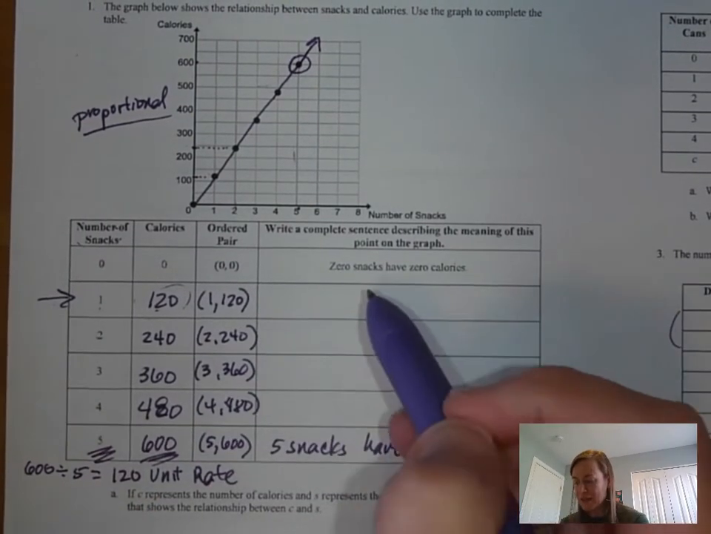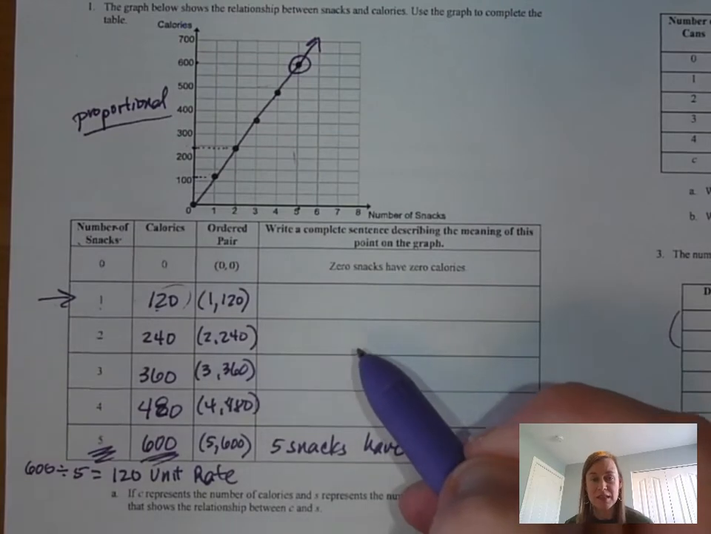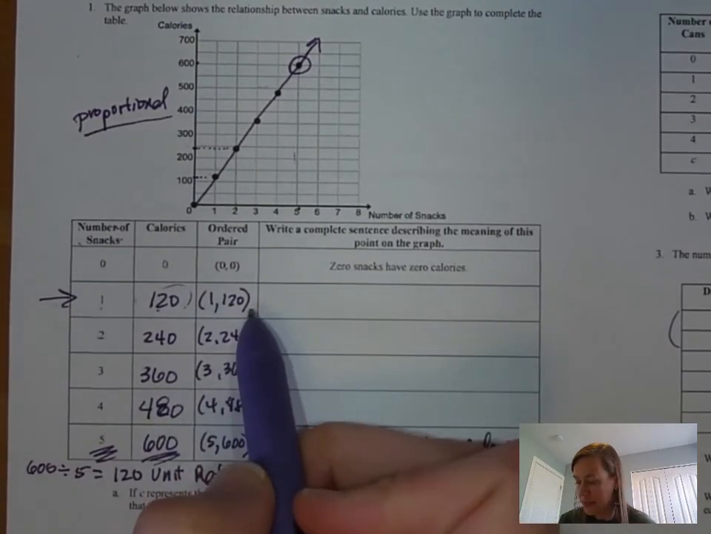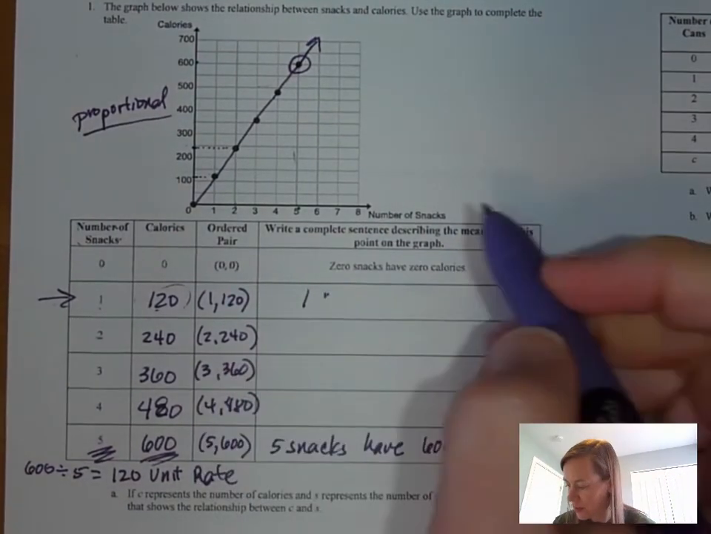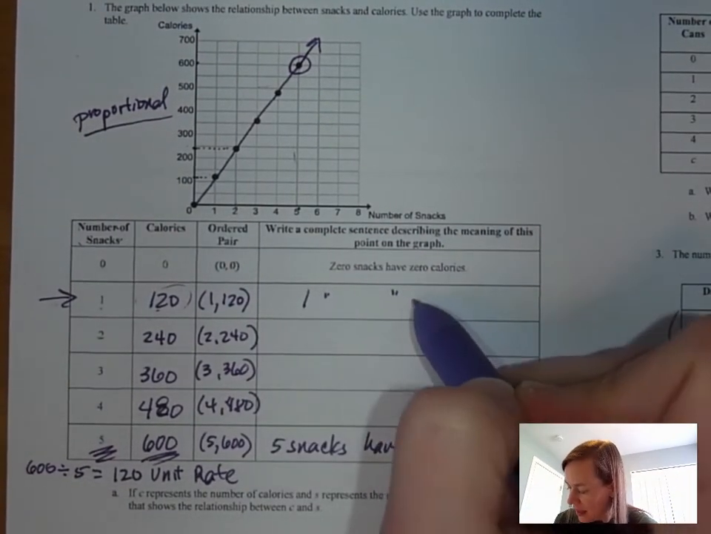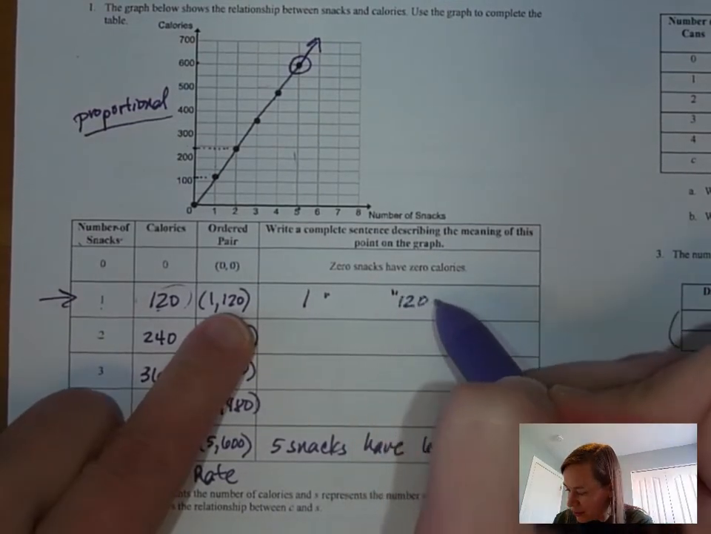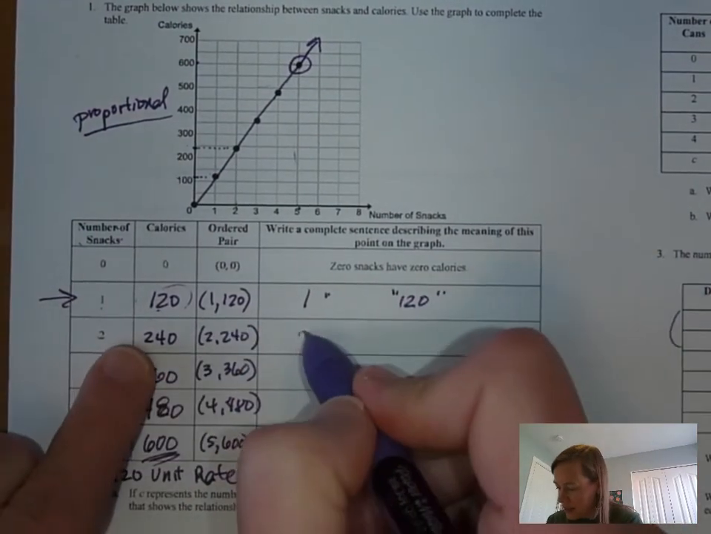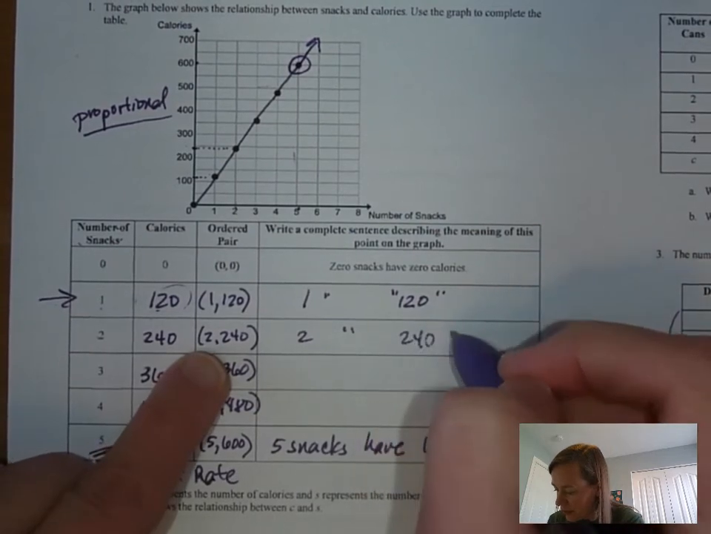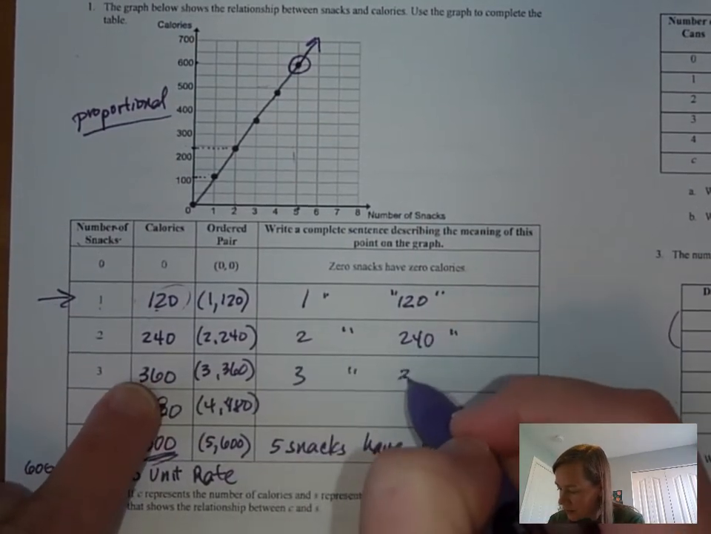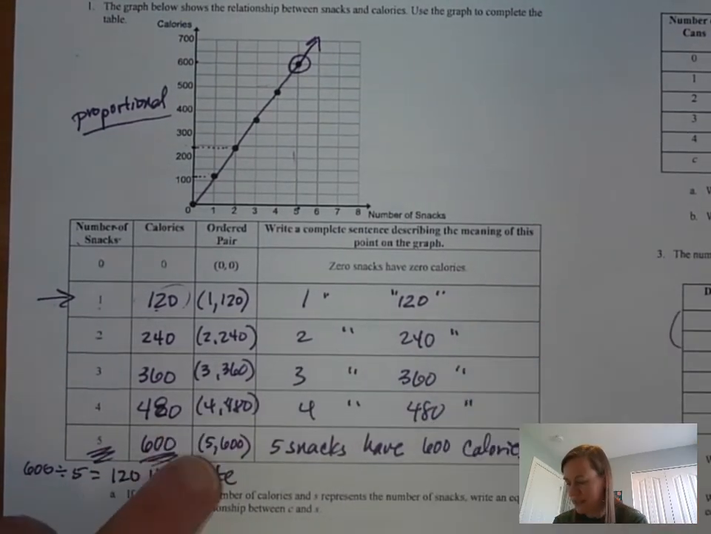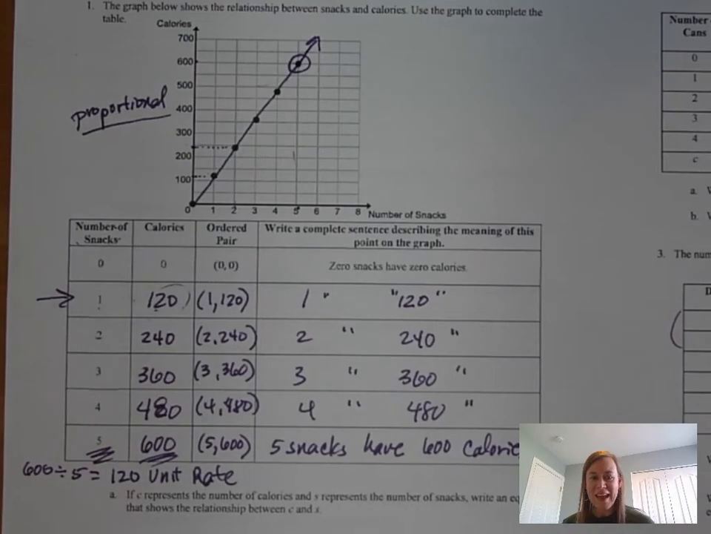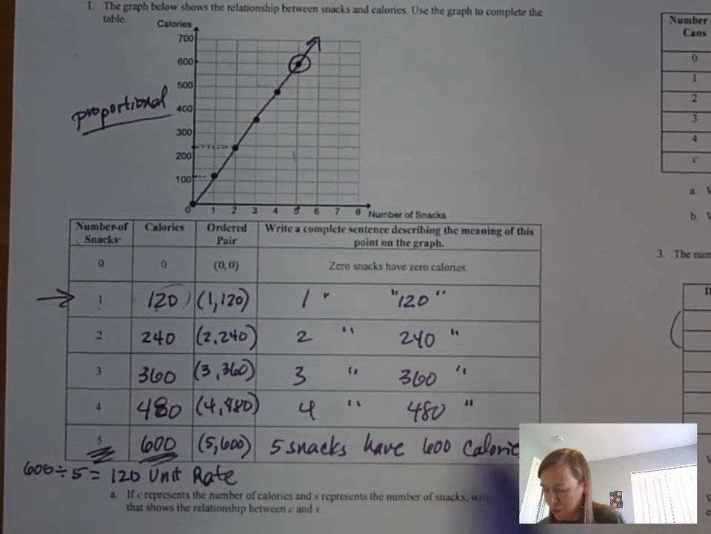And then to write in a sentence what all of these points mean, what they represent, well, it looks like one snack has 120 calories. So one, and now I'm going to get lazy, and I'm just going to use my little quotation marks. So one snack has 120 calories. Okay, 2 snacks have 240 calories. 3 snacks have 360 calories, and 4 snacks have 480 calories, and of course we've already done it for 5 snacks. Okay, it looks like we have our table filled out, and now we just need to go down here to problem number A.